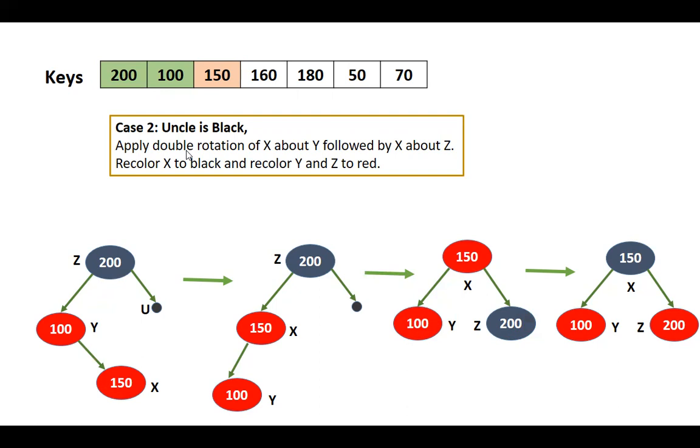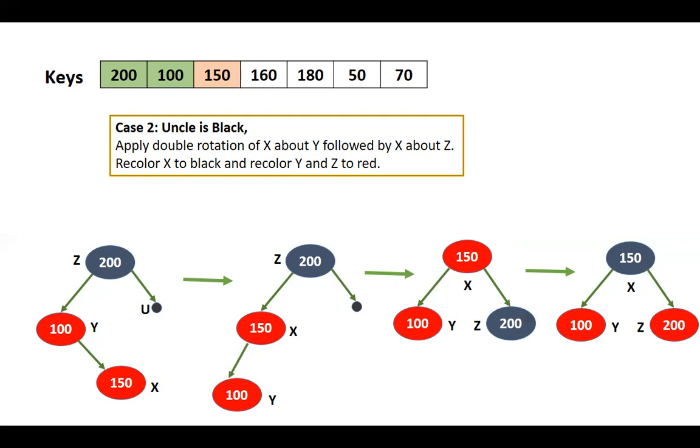So this time you need to apply double rotation. The previous example had a single rotation. Why single rotation? Because insertion was from left to left or right to right. But here the insertion is from left to right. So carry out the double rotation. What will the first rotation do? X will be rotated over Y. So X will move up, Y will become its left side. Now carry out the second rotation where X will rotate over Z. X will move up, Z will become its right side, and Y will become its left side, right? This is the first rotation, this is the second rotation.